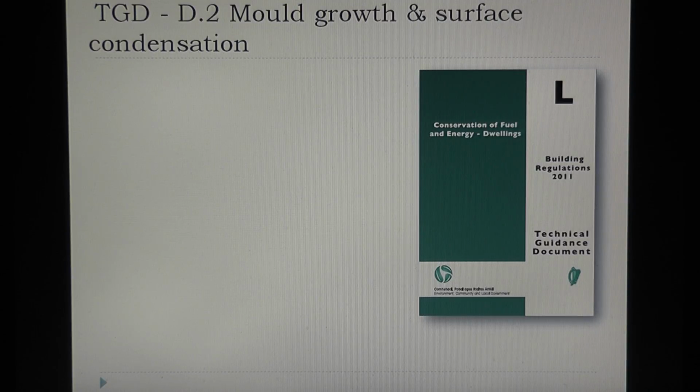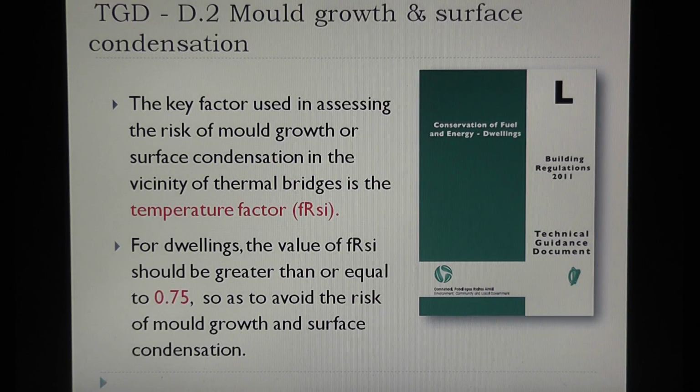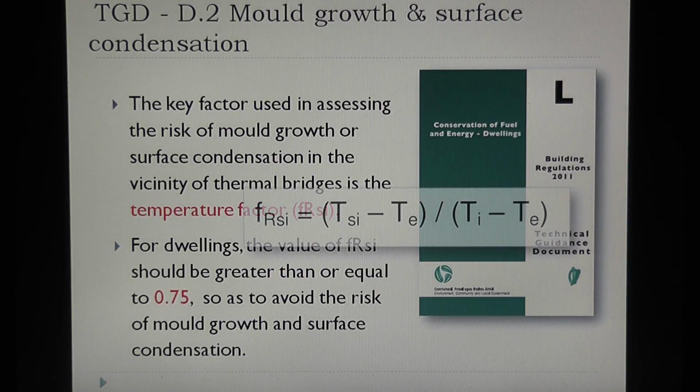I just want to talk about the technical guidance document to Part L 2011. In section D2, it defines the means of designing buildings which are not going to produce mould and that are going to avoid surface condensation. And the key factor used in assessing the risk of surface condensation is the temperature factor, the FRSI as it's known. Now, in determining that for dwellings, an FRSI value of 0.75 or greater is required to ensure that the risk of mould growth is contained. It's a simple matter of complying with the formula included in the document.